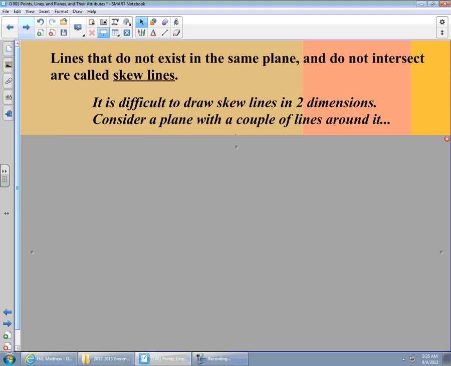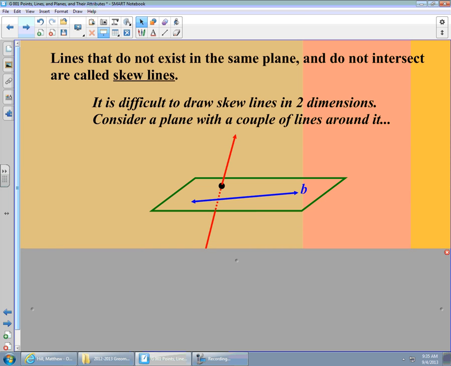Okay, and here is an example of what skew lines might look like in a diagram. We have a plane, this green one in the middle, and line B exists inside of the green plane. We know that it exists inside of the plane because it does not intersect the plane. There is not a point marked on line B that would suggest that it's actually making contact with the plane. On the other hand, we can see that line A clearly intersects the plane.